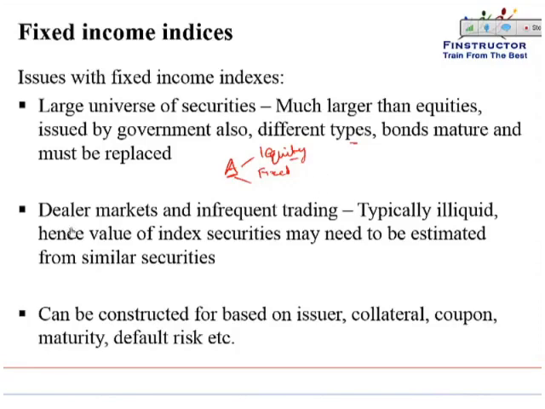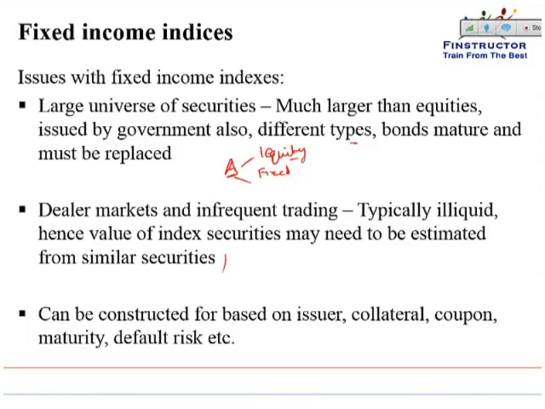Fixed income markets are generally dealer markets, and the trading is not as frequent as in equities. So these markets are typically illiquid. Hence, a lot of times the value of a lot of securities may need to be estimated from the traded values of similar securities because of the illiquid and the unreliable markets.